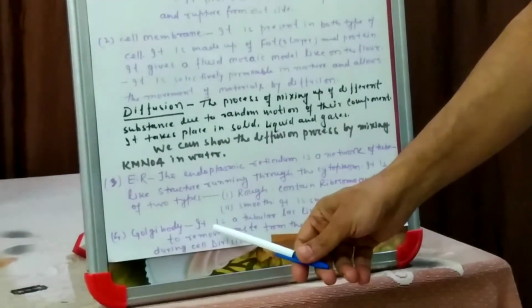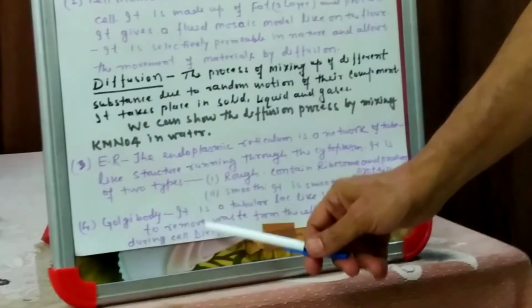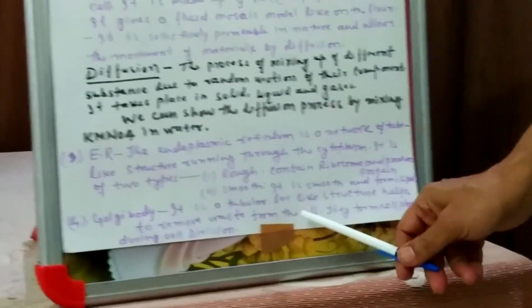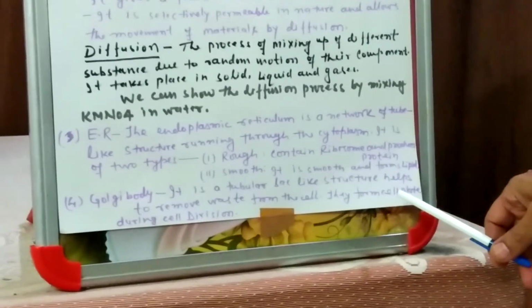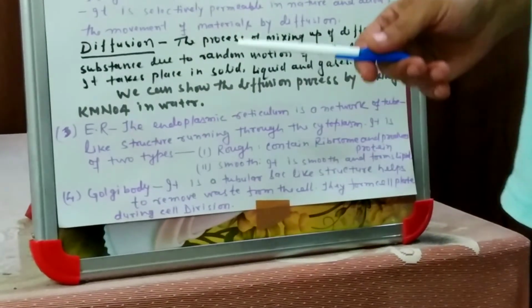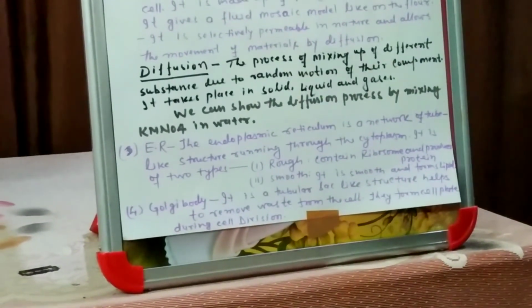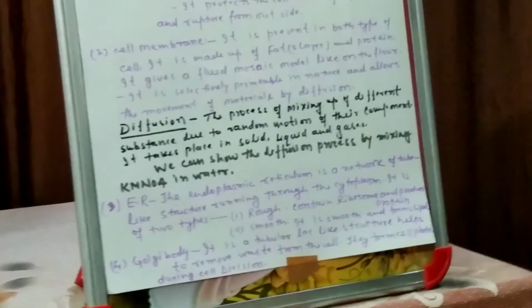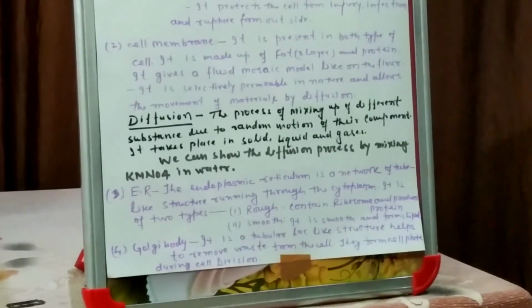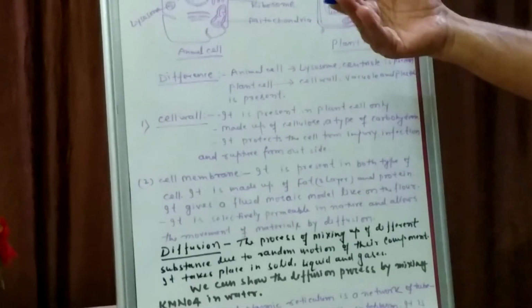It is a tubular sac-like structure that helps to remove waste from the cells. It forms the cell plate during cell division. When cell division takes place by the process of mitosis, it forms the cell plate in the plant cell and divides the cell into two parts. Now in the next video we will see the other components of the cells.